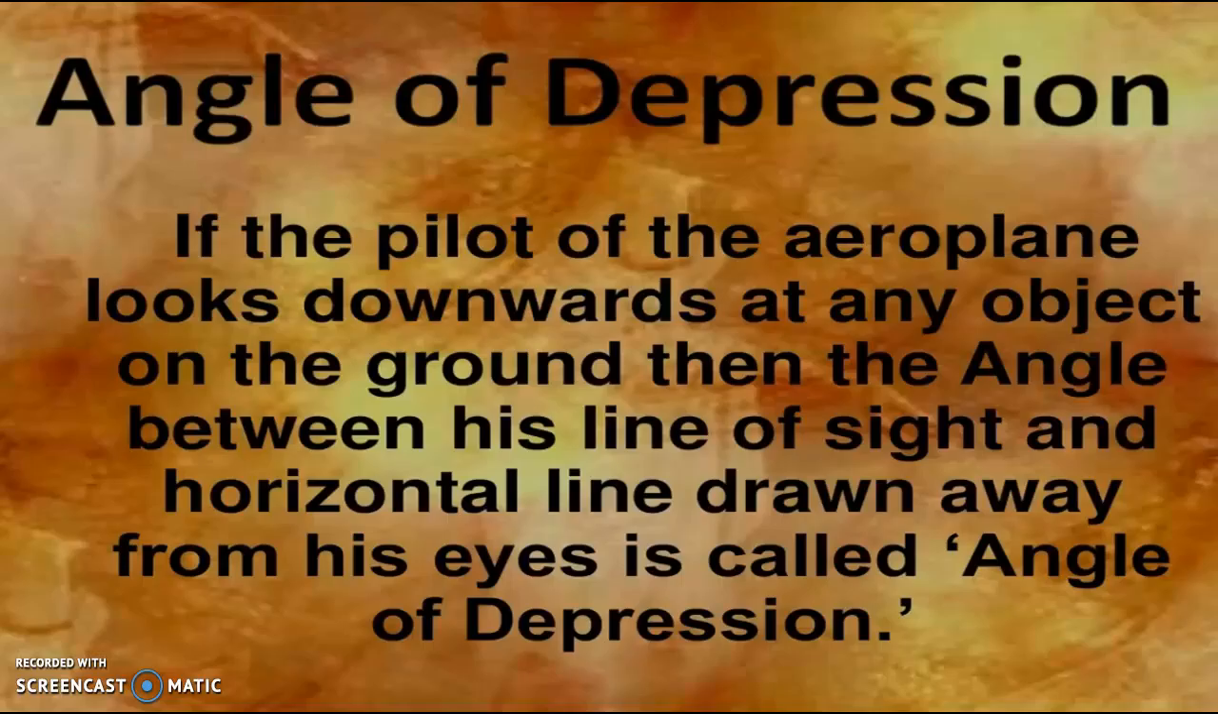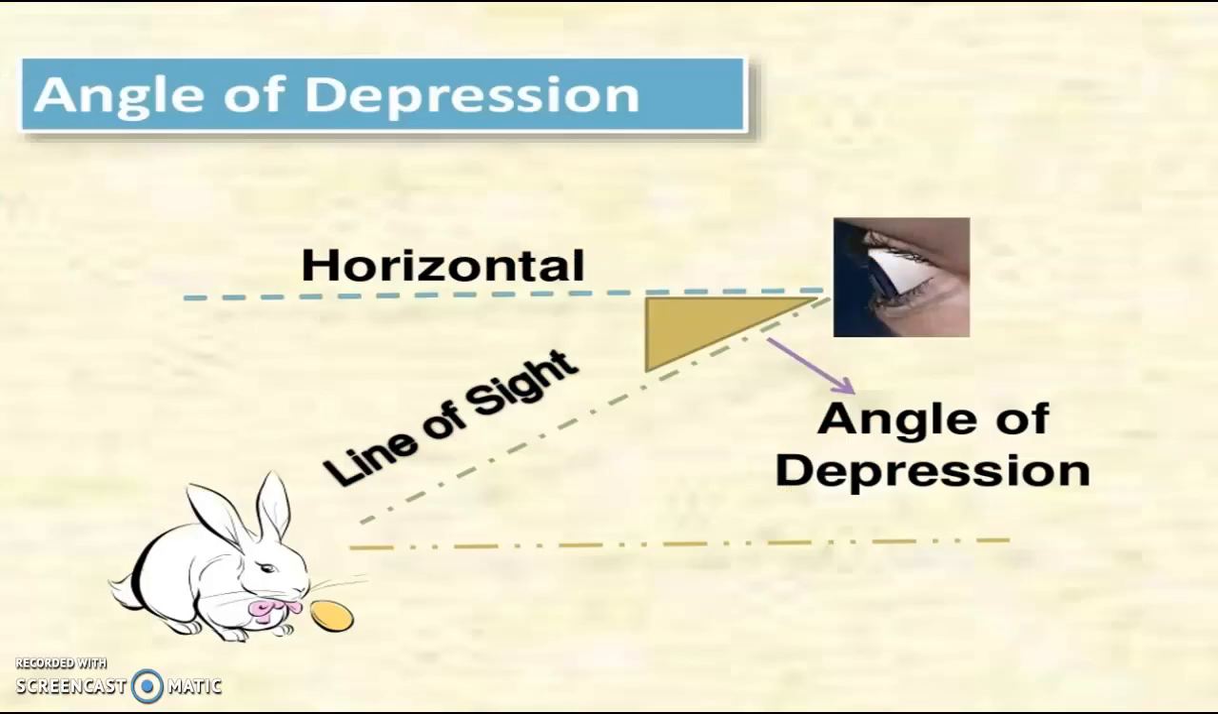Next is angle of depression. If the pilot of the aeroplane looks downward at any object on the ground, then the angle between his line of sight and the horizontal line drawn away from his eye is called the angle of depression. I will explain this also with a figure. You can see here the horizontal line and the line of sight. This one angle is the angle of depression.